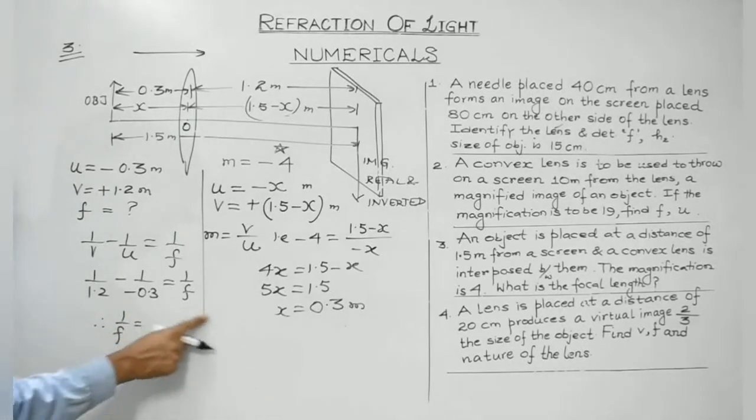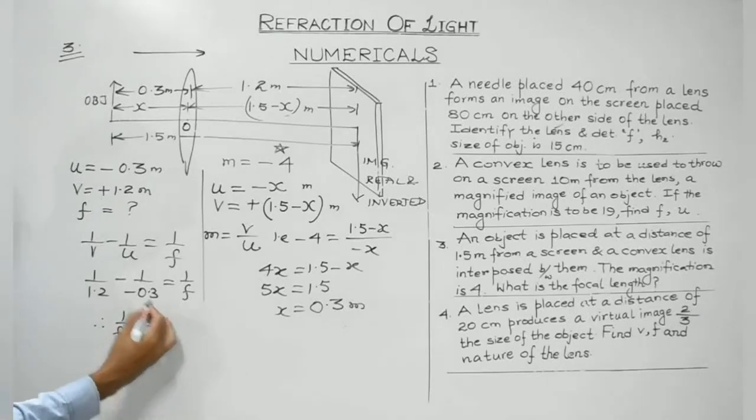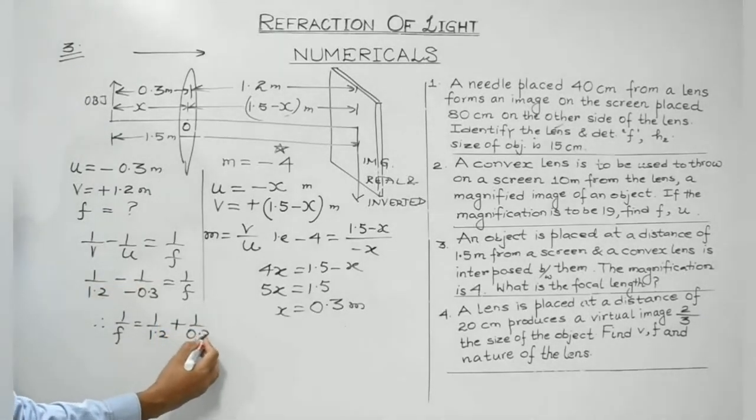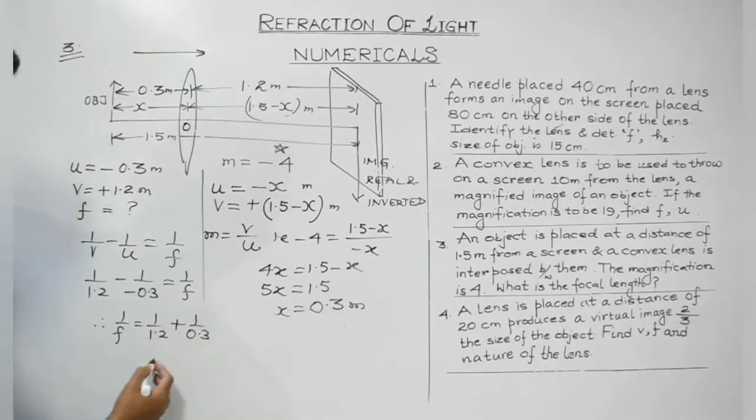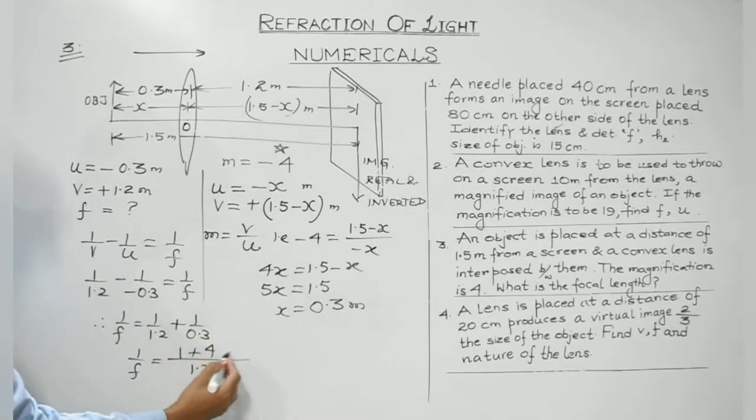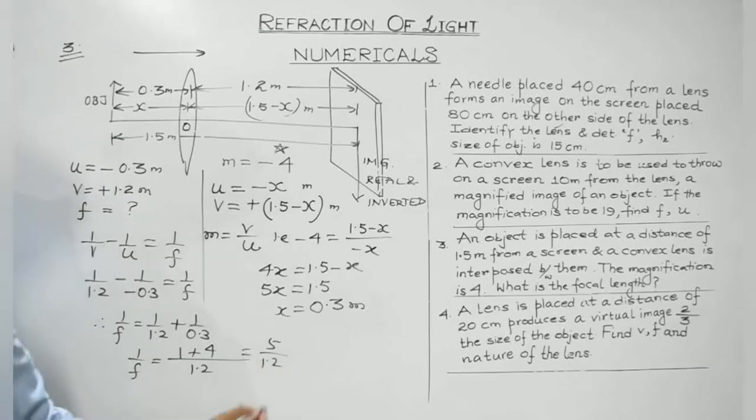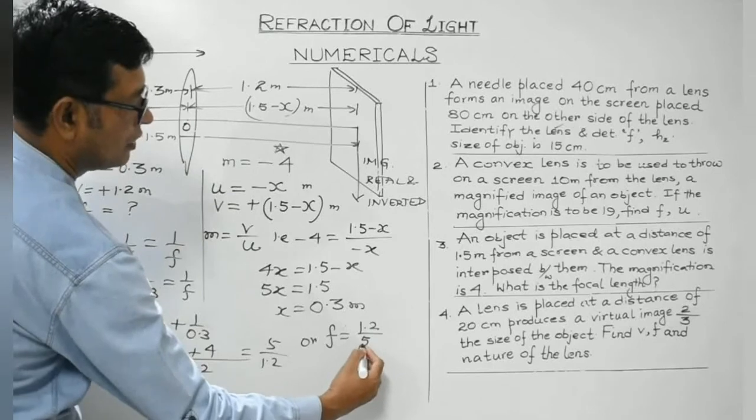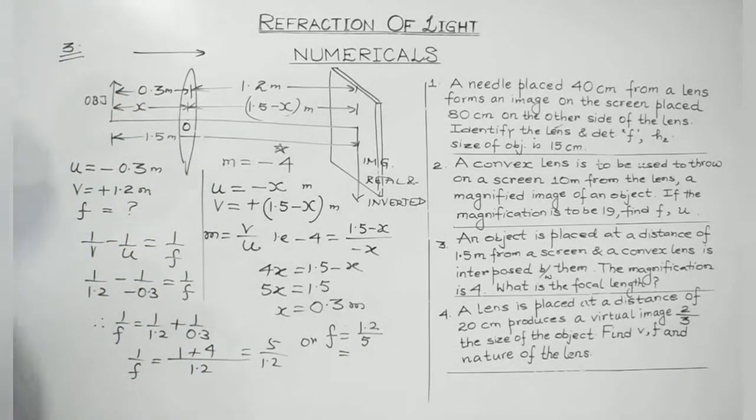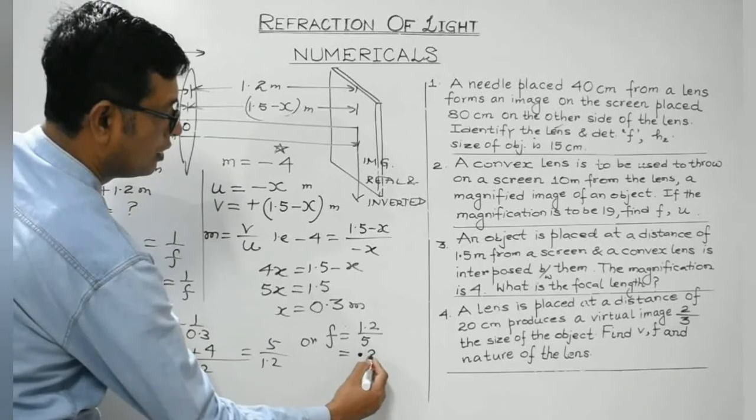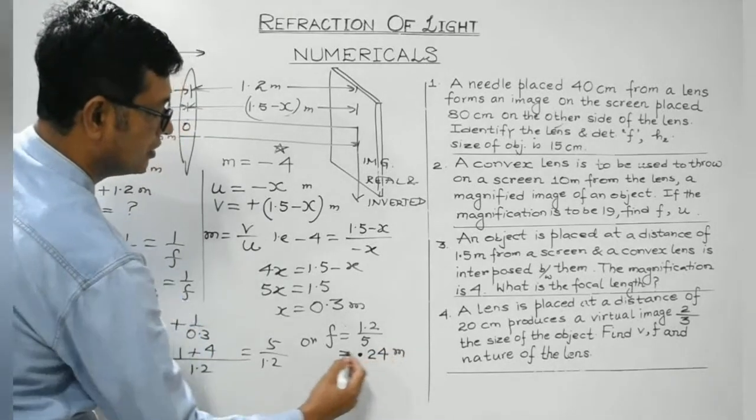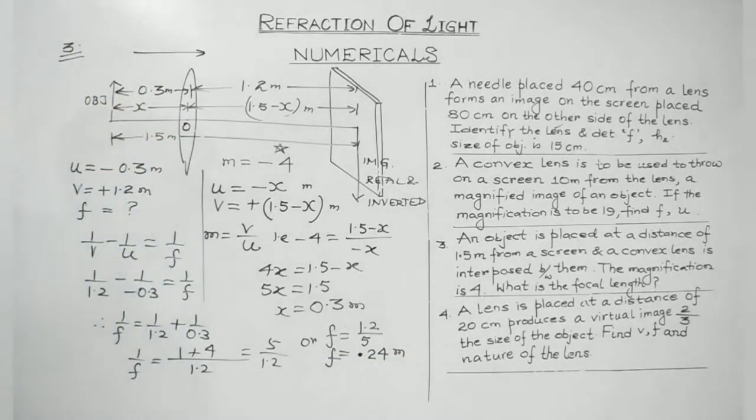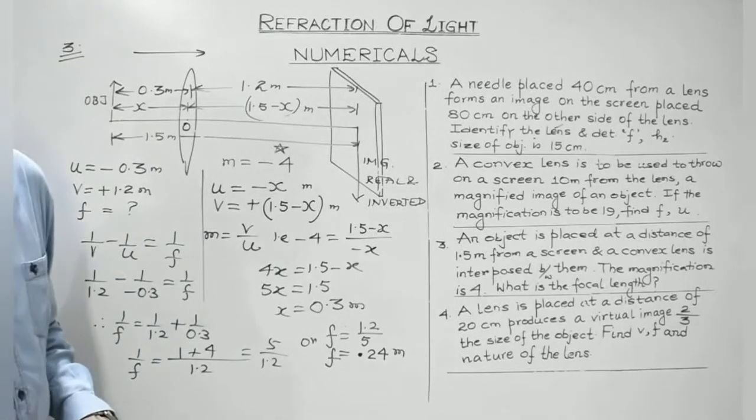well, let's expand this step. 1 by 1.2, minus will become plus. Right? So, what to do is, 1 by f, it will be equal to, LCM can be taken as 1.2, 1 plus 4 times. So, it is 5 divided by 1.2. Or, taking reciprocal, we get f is equal to 1.2 divided by 5. So, that will give us the answer. So, 0.24 meter. So, this is the focal length of the convex lens under consideration.